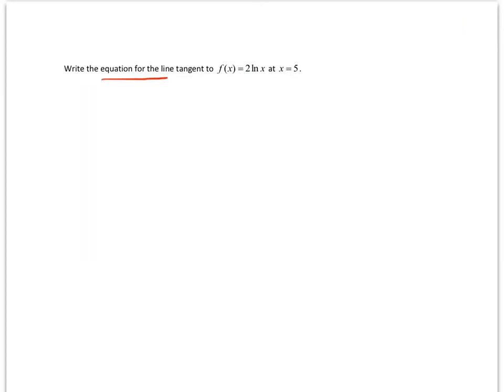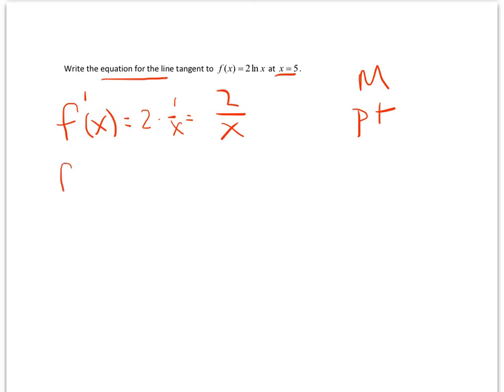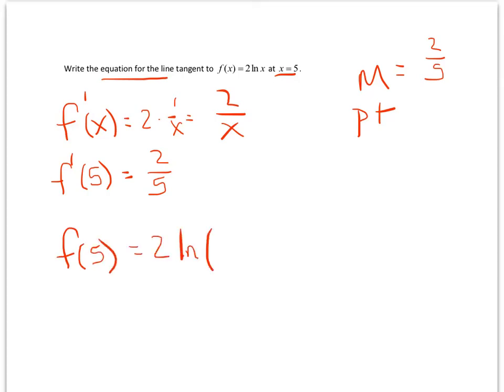There's the equation of the line for your tangent line. So here, same thing, equation of a line, so I'm going to need slope and point. I'll start with slope. f prime is going to be 2 times 1 over x, so it's just 2 over x. And at x equals 5, the derivative at 5 is 2/5. So I've got the slope. Now it's time for the point. f of 5 will give me the y value. This is 2 natural log of 5. There's nothing I can really do to simplify this because I don't know the natural log of 5. So I know that the point is (5, 2 ln 5).